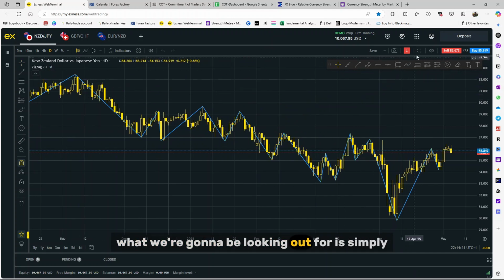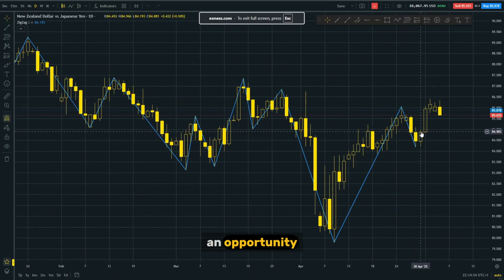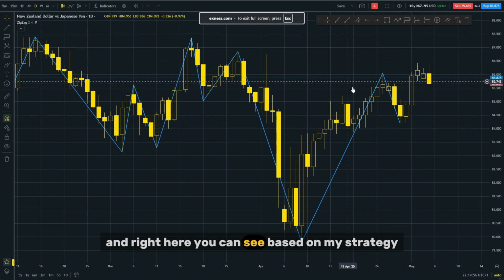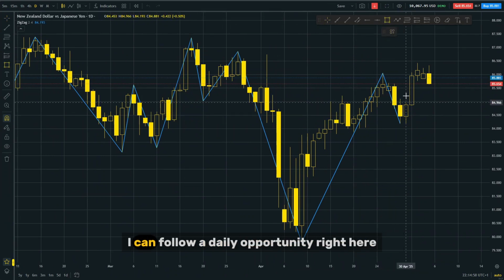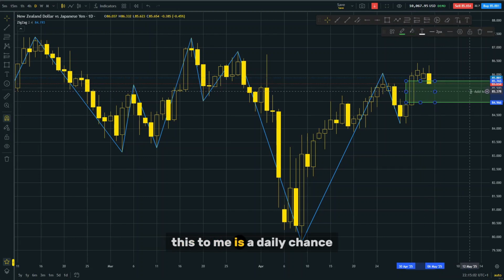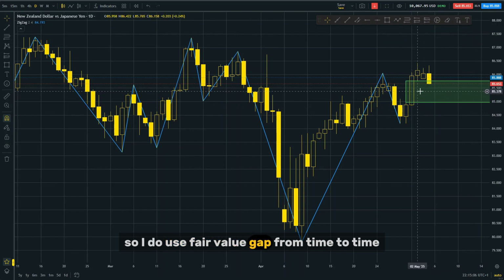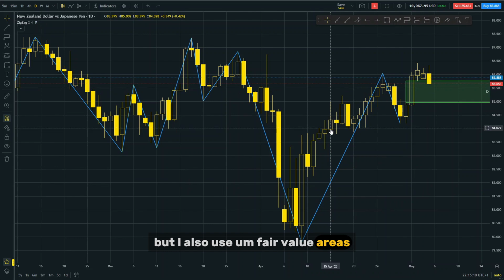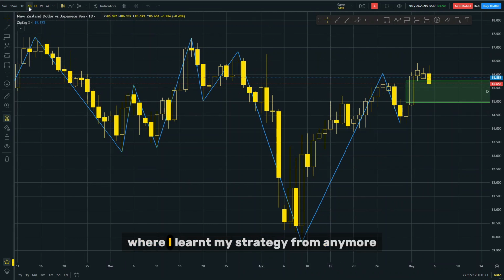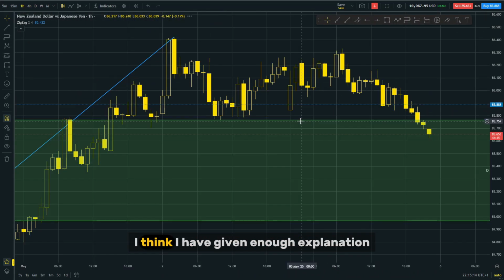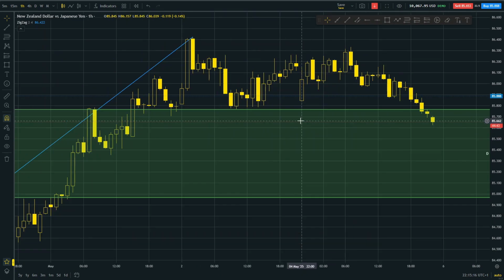What we're going to be looking out for is simply an opportunity, and right here you can see, based on my strategy, I can follow a daily opportunity right here. This to me is a daily chance. So I do use fair value gap from time to time, but I also use fair value areas. I would not be explaining where I learned my strategy from anymore. I think I have given it enough explanation.